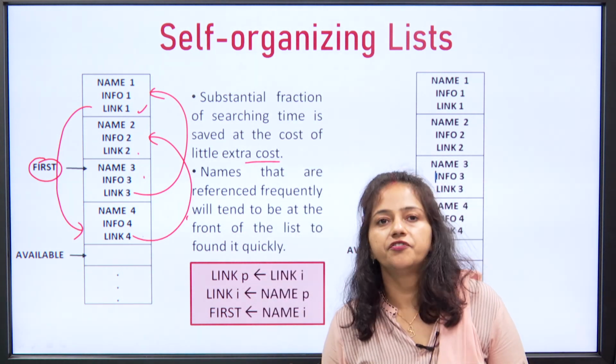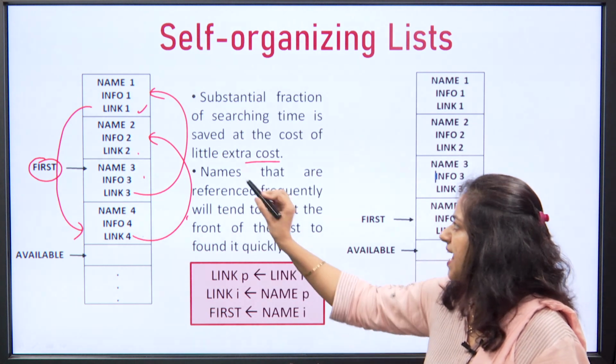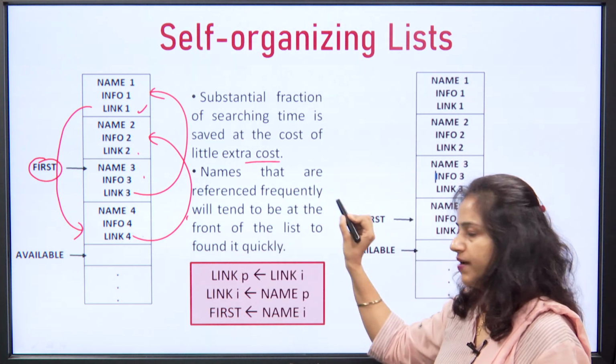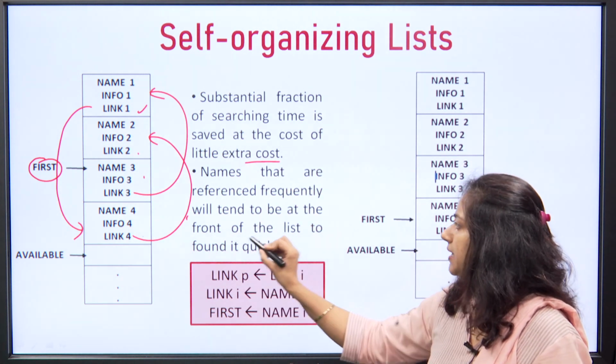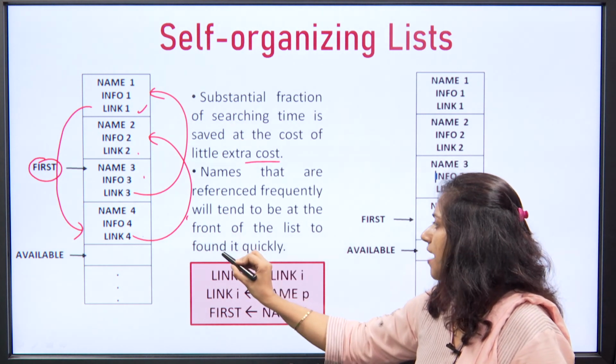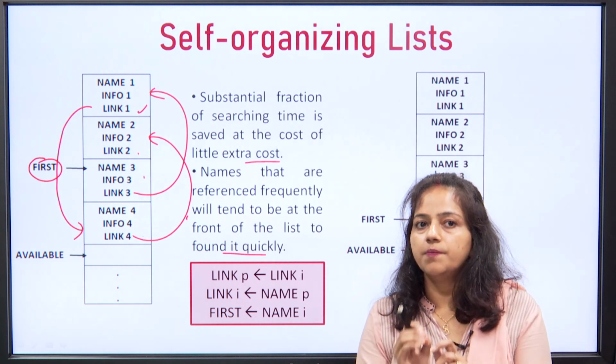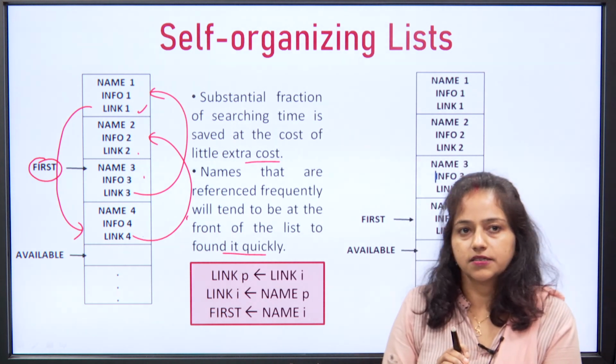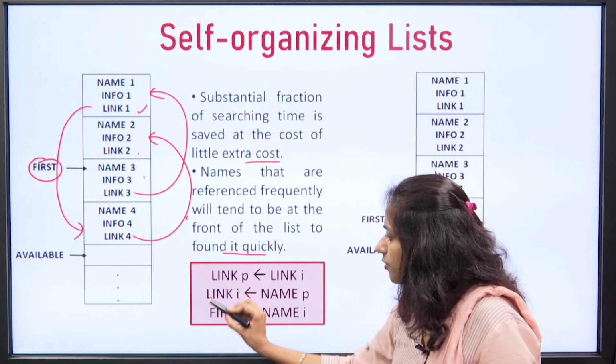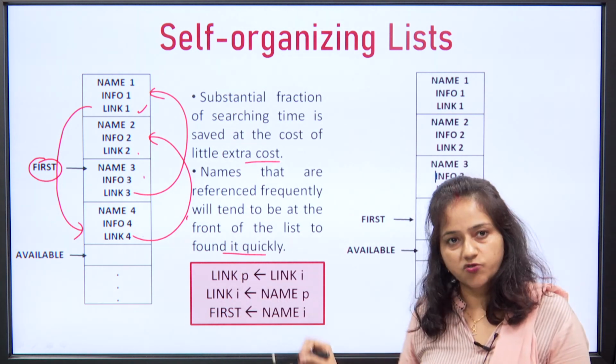Now, the beauty of self-organizing list is names that are referenced frequently will tend to be at the front of the list to be found quickly. So, the record that we want to search will be kept at the beginning of the list. So, how is it done? It is done by changing these 3 pointers.